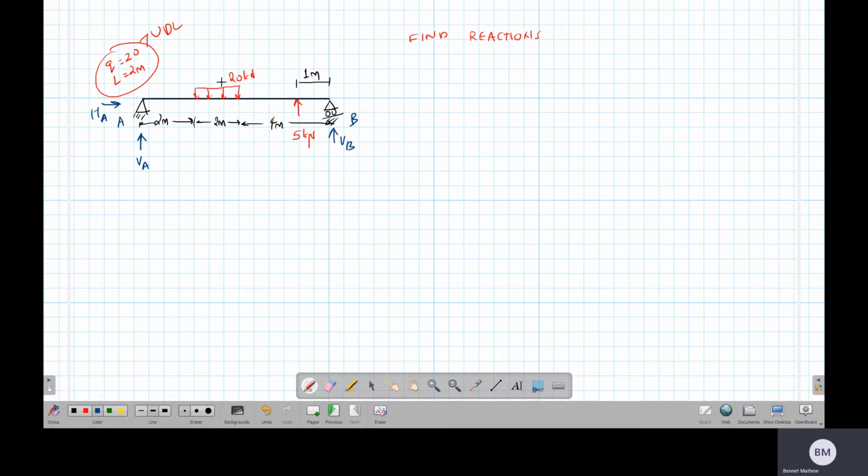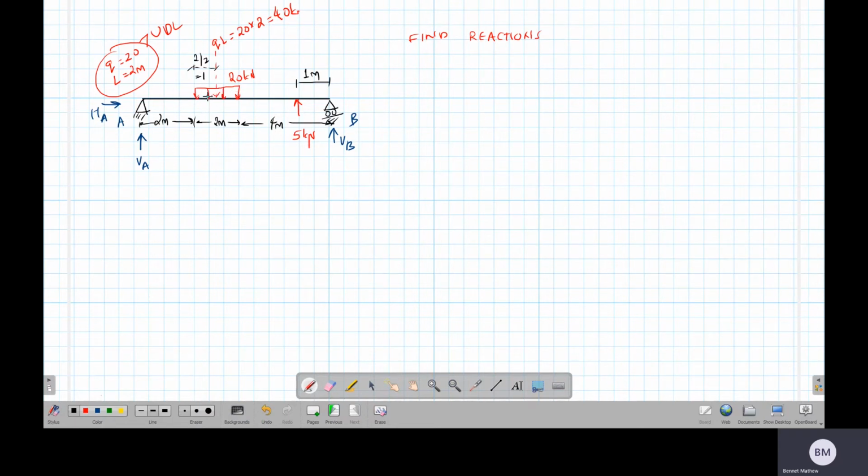Now, UDL, first it is better to convert this UDL to a point load. We know that this can be replaced by a single load. The value of the single load will be Q times L, which is equal to 20 times 2, UDL value times total length, that is 40 kilonewton. And it should be at a distance of L by 2. So this distance should be 2 by 2, that is equal to 1 meter. Okay. 40 kilonewton load at 1 meter from this end.